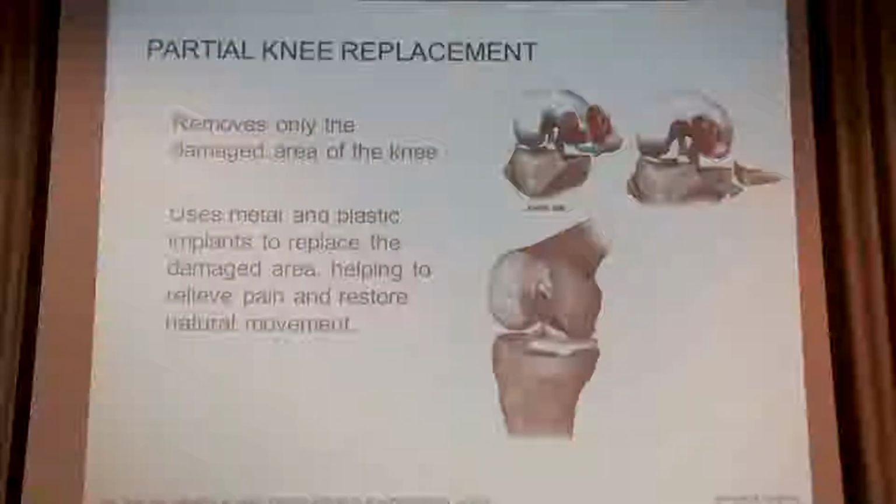So what do partial and total knee replacement do? They do the same thing. We remove the damaged area of the knee, so on this side it's the inside of the knee, and replace it with metal and plastic implants that help relieve pain and restore more natural movement.